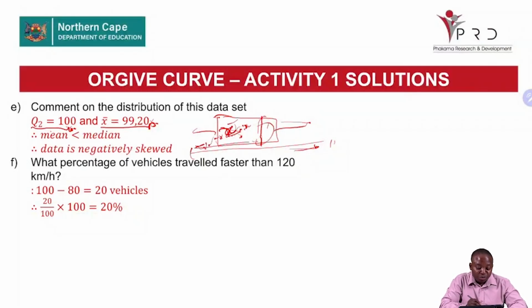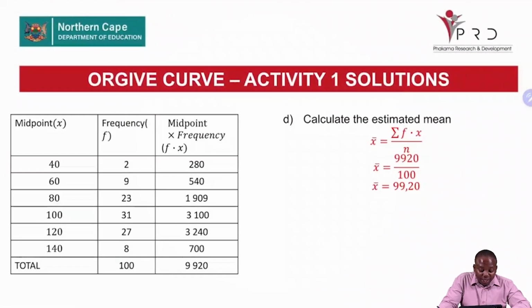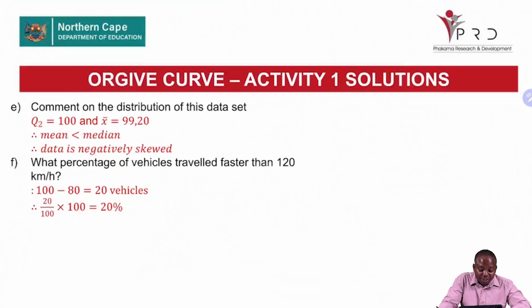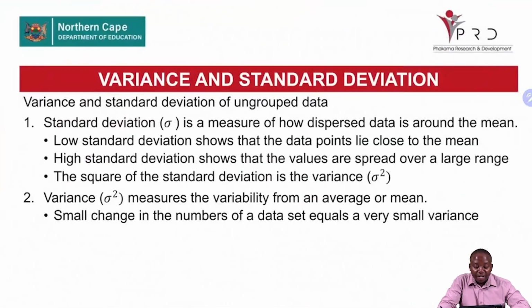This is grade 10. You should remember from grade 10. What percentage of vehicles travel faster than 120? The total of them is 100. We have 80 of them that travel up to 120. So we say 100 minus 80, then 20 vehicles are the ones that travel faster than 120. Then we say 20 over 100 multiplied by 100, we get 20% of the vehicles.